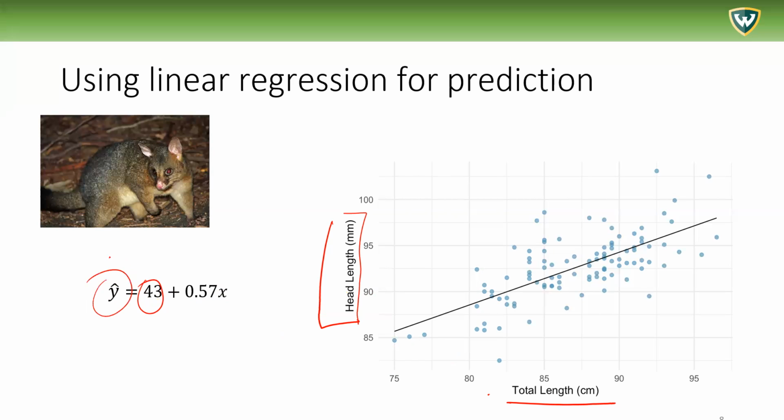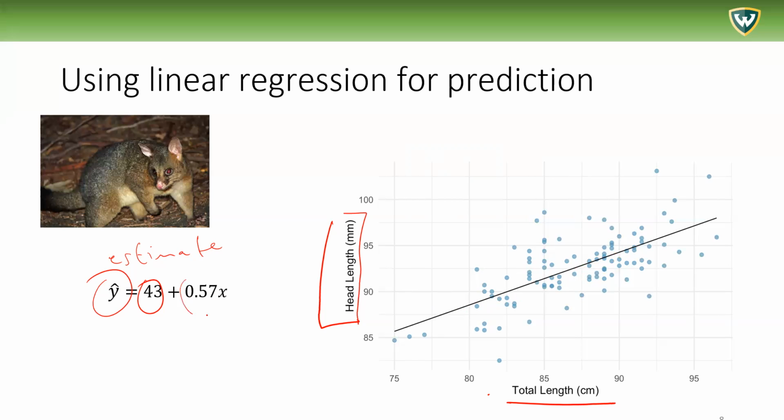The hat here means it's an estimate. So notice how we kind of got rid of that error term. The hat refers to an estimate, because notice how all the points are not on the line. So the line is just a trend. It's kind of an average.